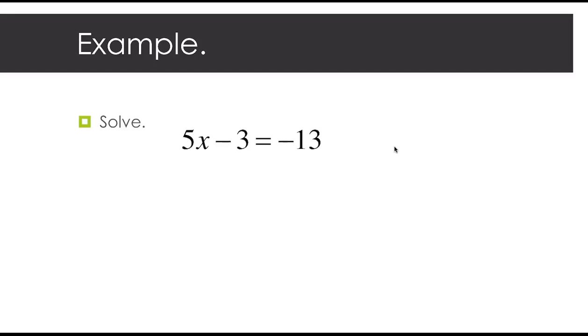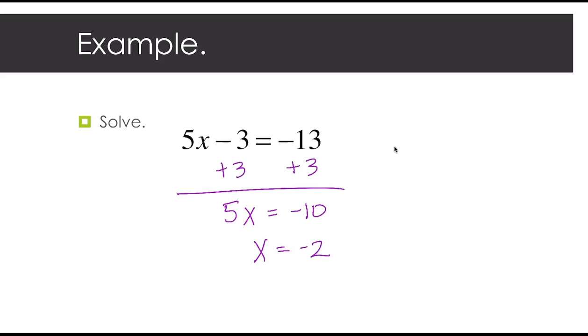Most of you probably got through this fairly quickly. We need to add 3 to both sides. So we're going to add 3 to both sides. And then we would have 5x equals negative 10. And x is negative 2. Now, we have solved it. We found a solution. Now we have to classify the equation. So would this be conditional, identity, or inconsistent?